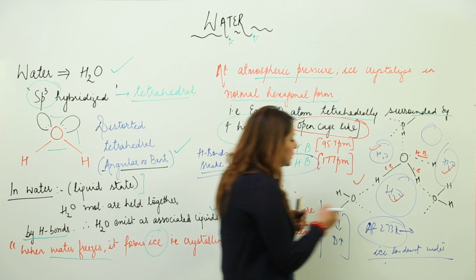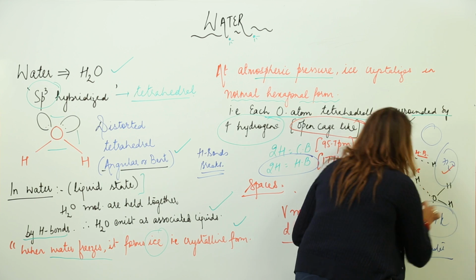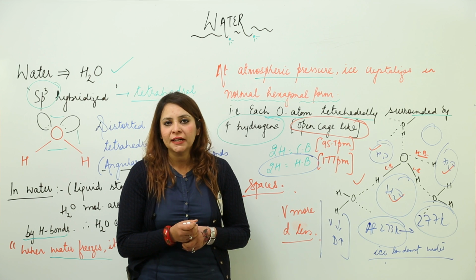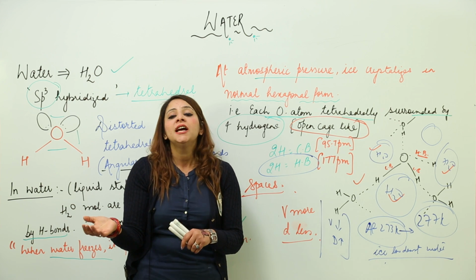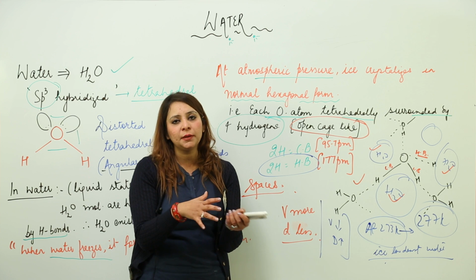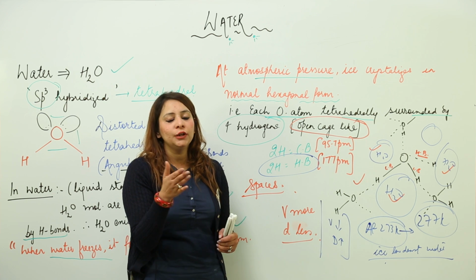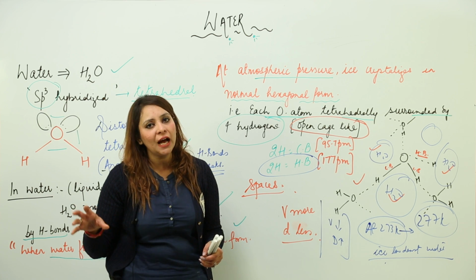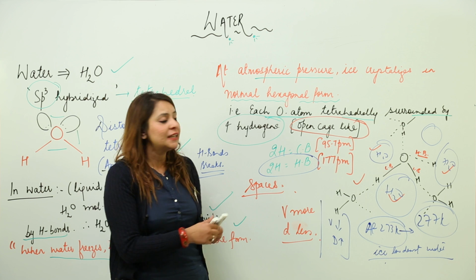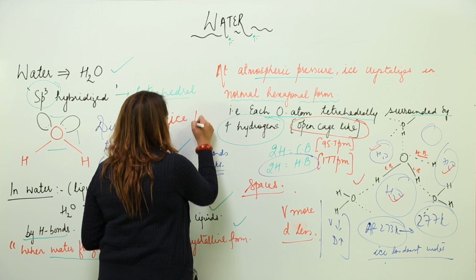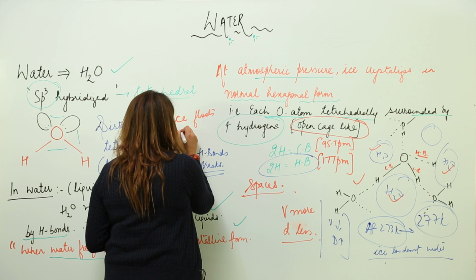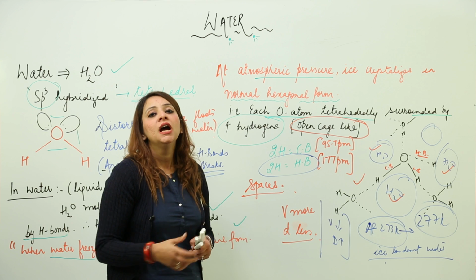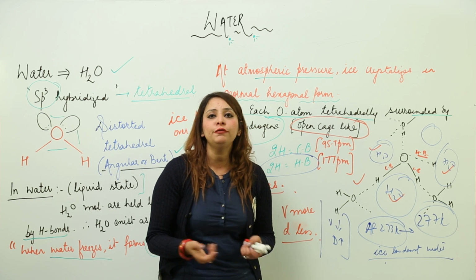But at 277 Kelvin, water actually has a maximum density, and above 277 it will get reversed. That means the density will decrease. So we conclude that at 277 Kelvin the water has a very high density, and this is the reason that ice floats on water. So if somebody questions you that ice seems to be heavier than water but it doesn't sink, it can actually float on water.